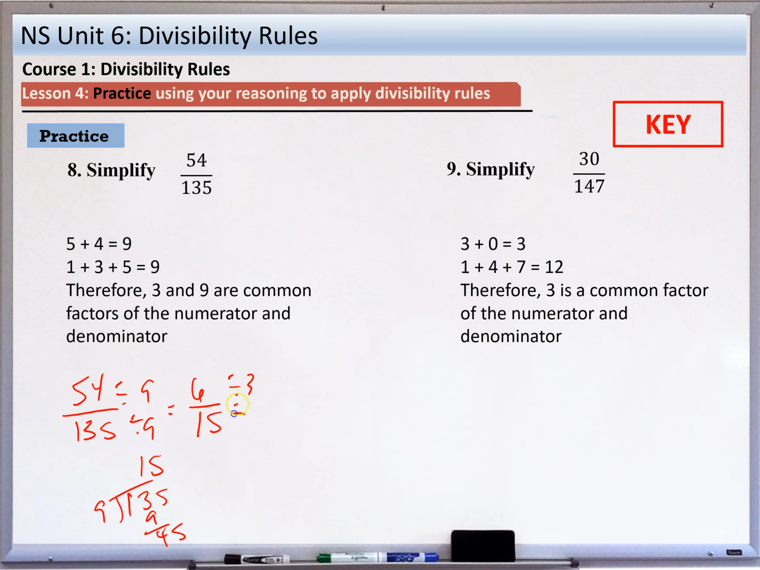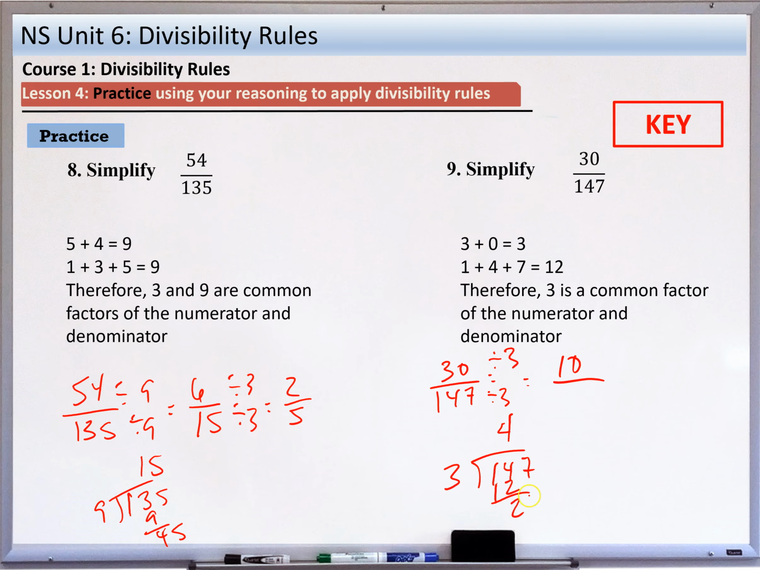I can still divide that by 3. And I get 2/5. All right, my divisibility rules work over here as well. I'm going to divide both numerator and denominator by 3. So 30/147ths, I'm going to divide by 3. You get 10/49. Neither are prime, but there's no common factor. The only common factor is 1, so I'm done with that one.